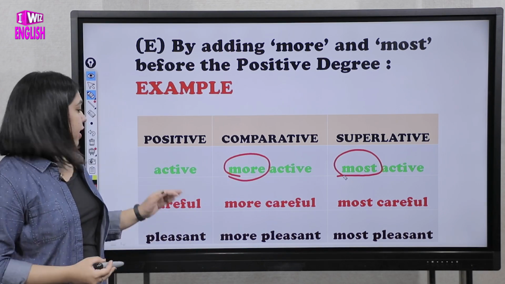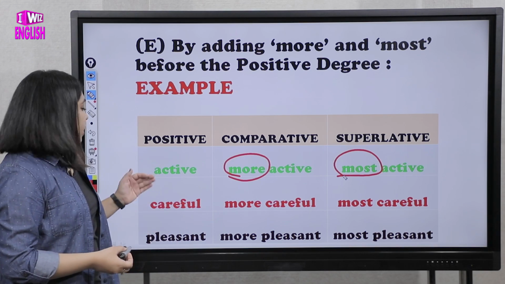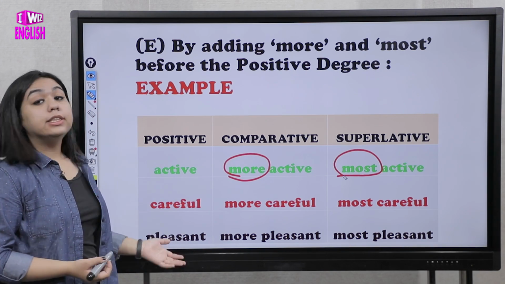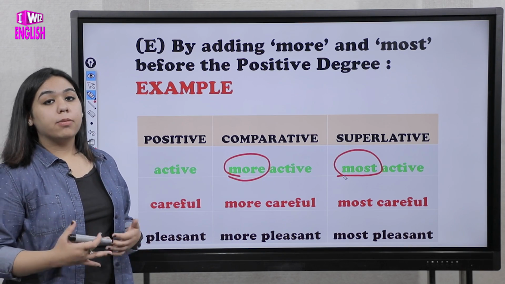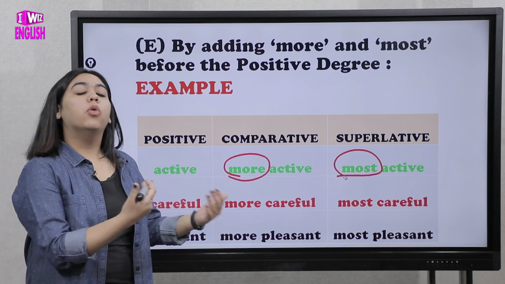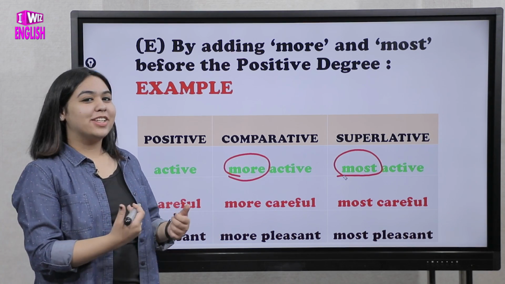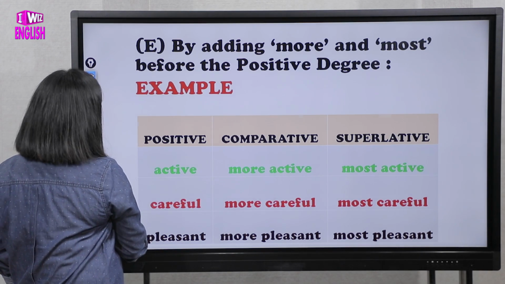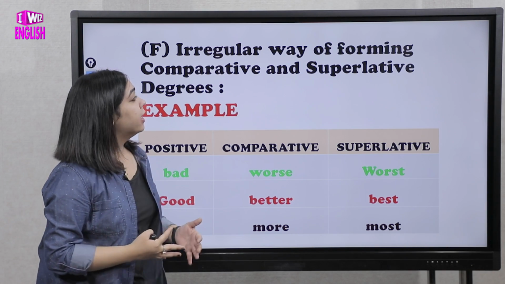So, somewhere we are going to use more and most in some cases. Let's read. Active, more active and most active. Careful, more careful, and most careful. Pleasant, more pleasant, most pleasant. Let's talk about more examples. Beautiful, yes, more beautiful, most beautiful. Intelligent, more intelligent, and most intelligent. I hope it's clear, and let's move on to our next way.